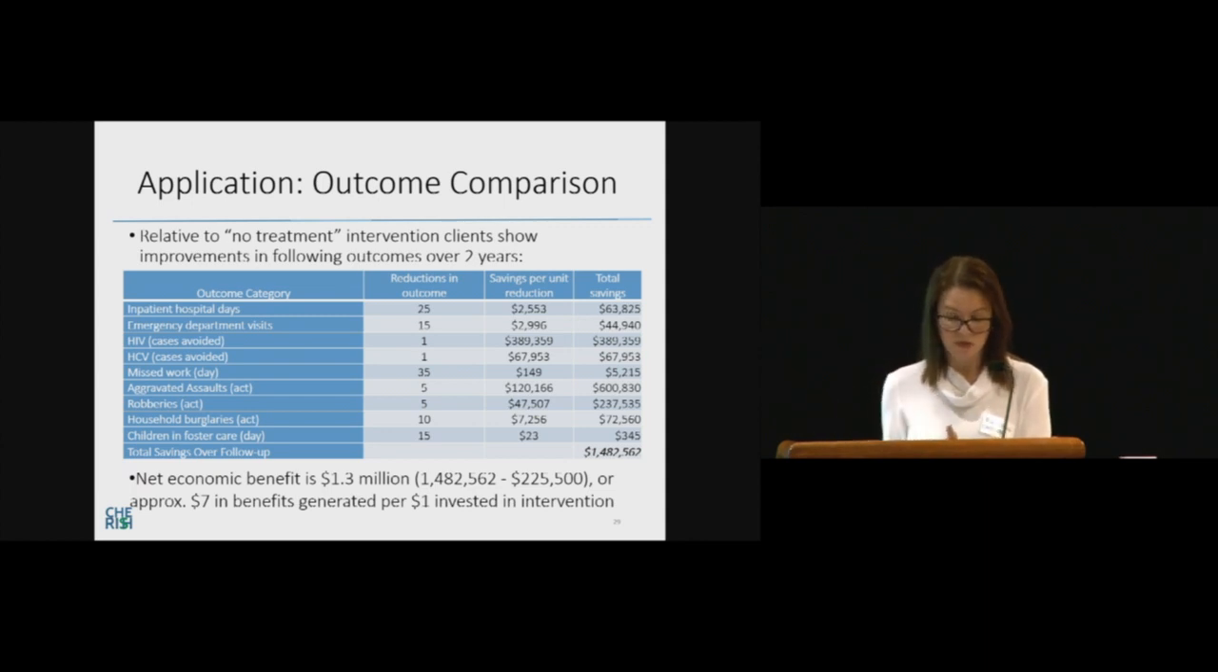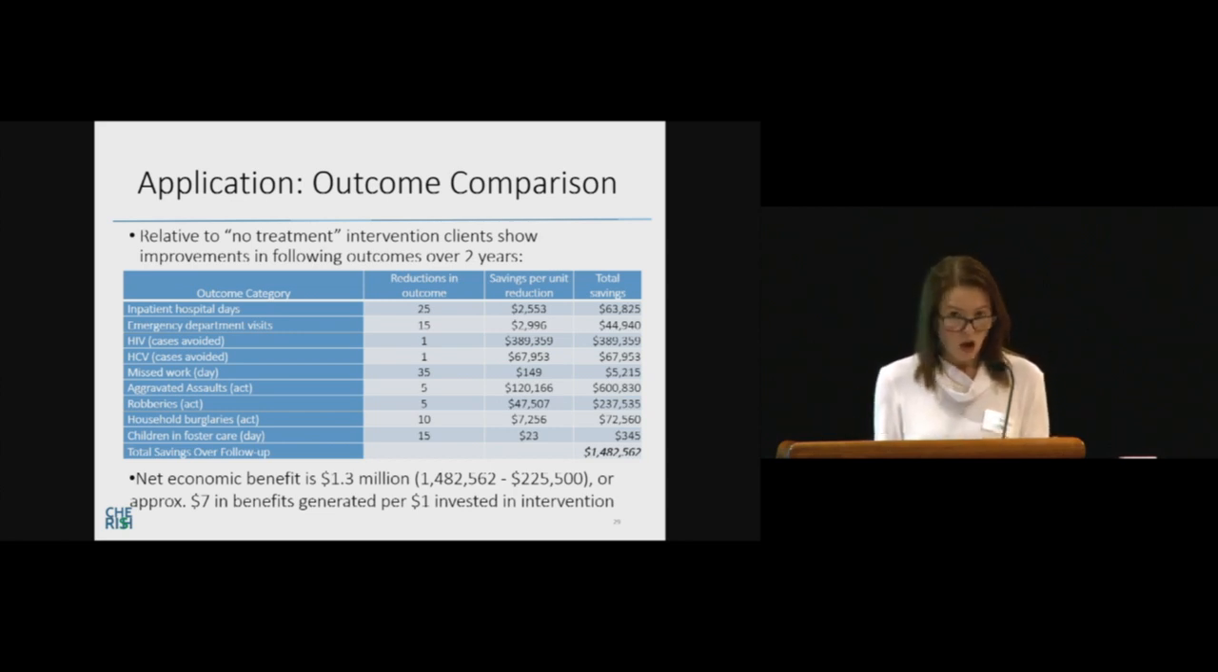So let's assume across those 50 people you had 25 fewer inpatient hospital days, and this is over, again, a hypothetical 2-year follow-up. You had 15 fewer emergency department visits, 1 fewer case of HIV, 1 fewer HCV, 35 fewer missed days at work, 5 fewer aggravated assaults, 5 fewer robberies, 10 fewer burglaries, 15 fewer days in foster care. And so add all of these things up with those monetary conversion factors, cost per unit, and what you get is 1.4, almost $1.5 million in benefits across those 50 people that you've invested in as far as treatment.